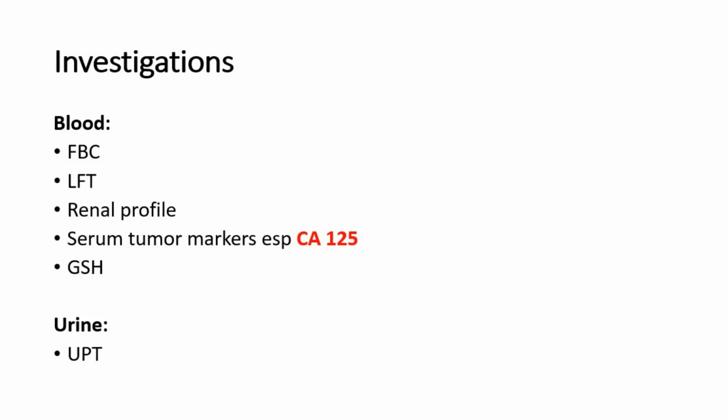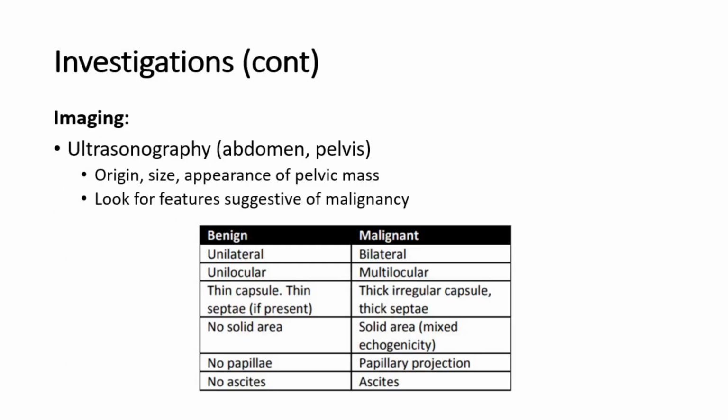Urine investigation includes a urine pregnancy test to exclude pregnancy. For imaging investigations, we can do ultrasound of the abdomen and pelvis to assess the origin of the mass, see the size and the appearance. Ultrasound is also useful to look for features suggestive of malignancy. For example, some signs of a malignant ovarian mass would be bilateral mass, multilocular, thick irregular capsule and thick septa, solid area with mixed echogenicity, papillary projection, and also ascites.